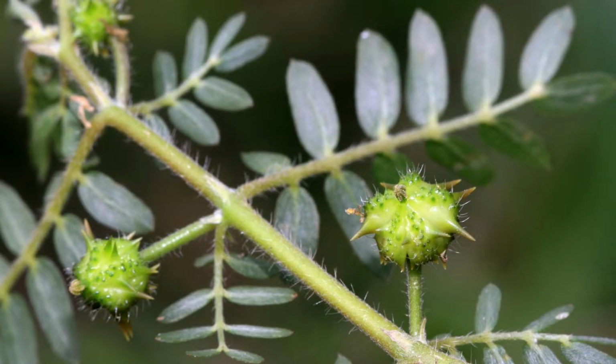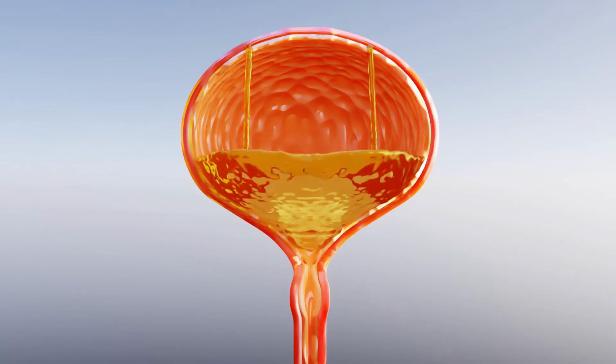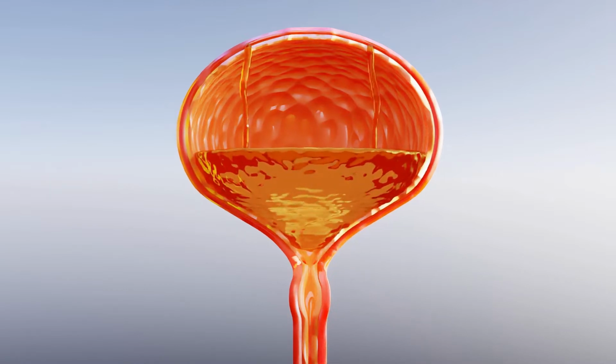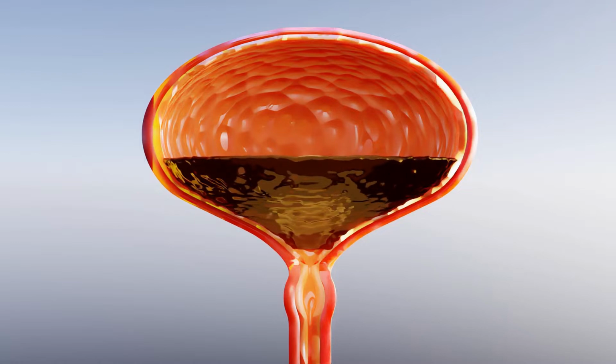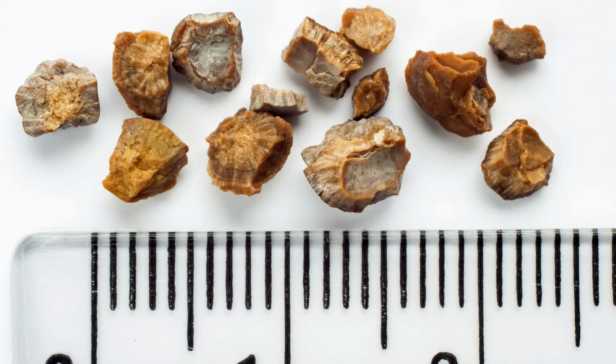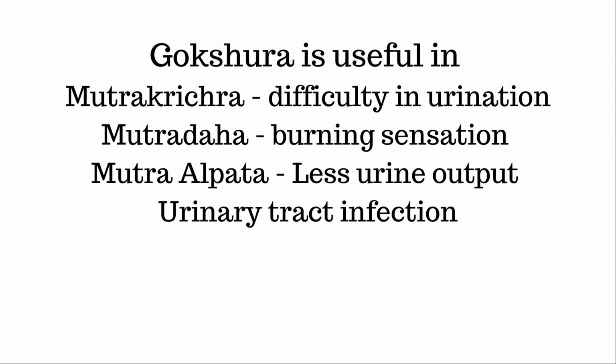And of course, it is a Mutrala, so it helps to expel the contents in a greater quantity from the urinary tract, hence acting as Mutrala. That Mutrala effect is also profound and goes hand in hand with the Ashmarighna effect. Then it will allow the expulsion of the stones or the urinary debris. That's the reason we use a lot of Gokshura particularly in Mutra Krichra, Mutra Daha and Mutra Alpata, and even in urinary tract infection or urinary calculus conditions.